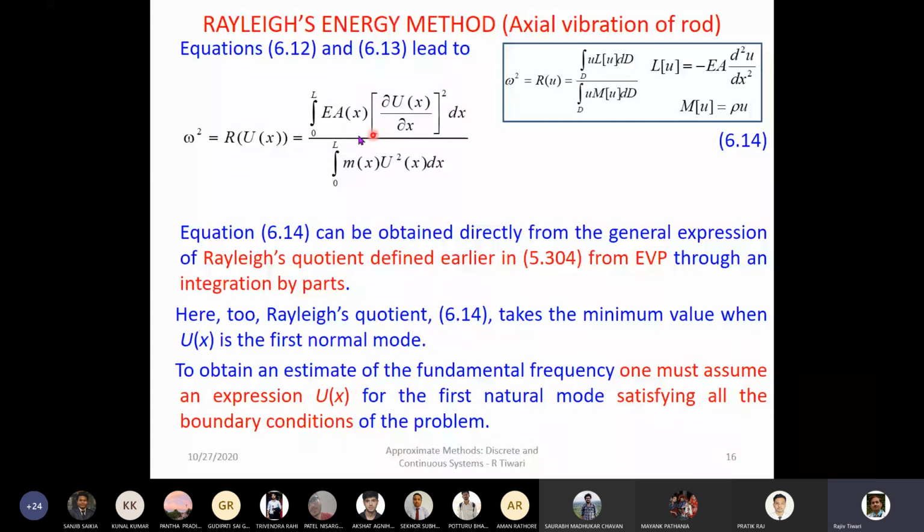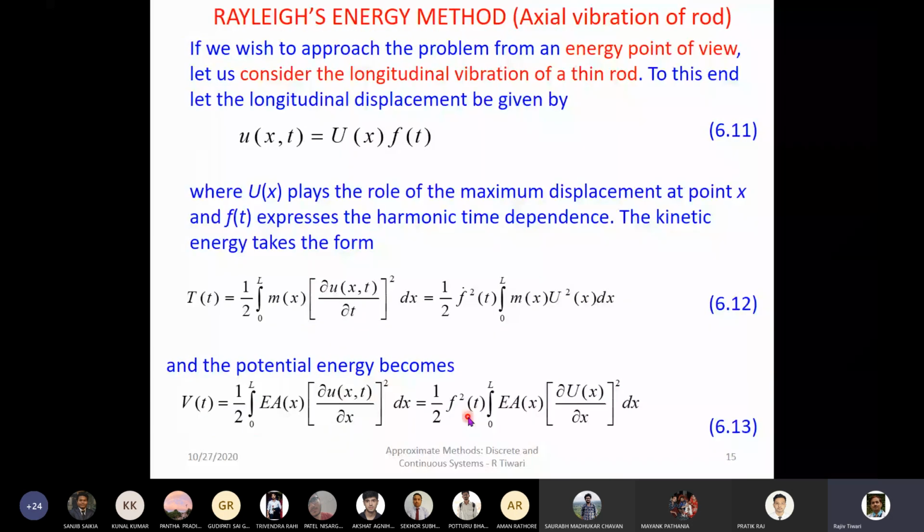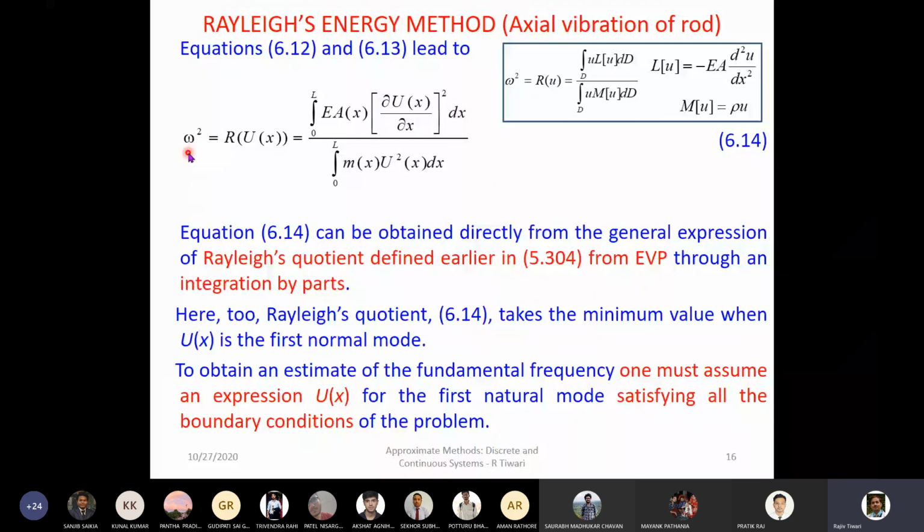Using this previous expression, because we know f is a simple harmonic function, when we use the sine or cosine function, the omega squared comes out from this. That is the way we have defined the Rayleigh's quotient. So this is the potential energy, and this is the kinetic energy, that is T star we wrote.